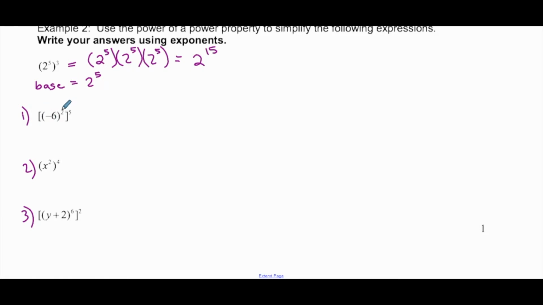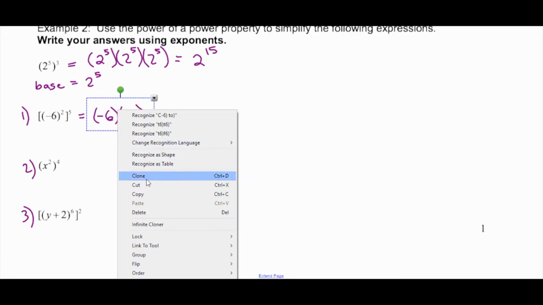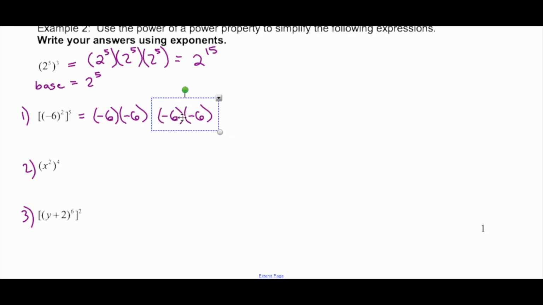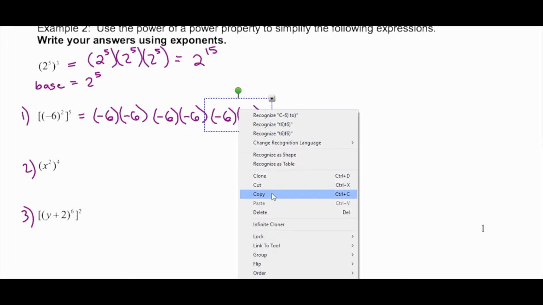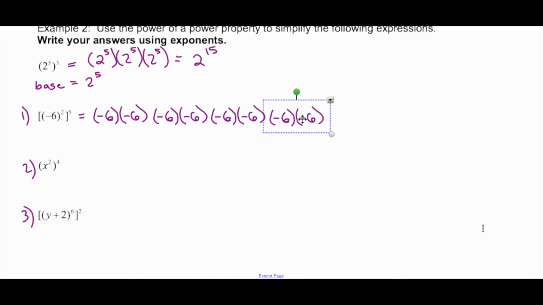-6 squared to the 5th power is saying -6 squared 5 times. This is where I can do it nicely on the computer. -6 quantity squared is this. I can clone it. I can have 2. So there's 2 of them, 3 of them, 4, 5. You would not want to write all of that out.